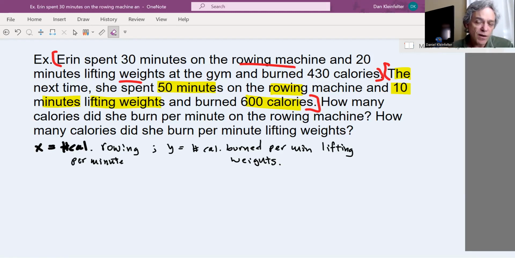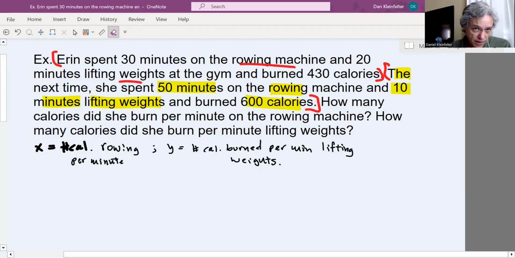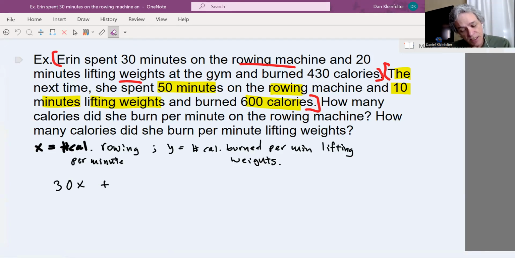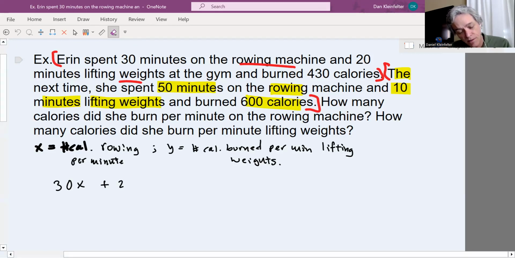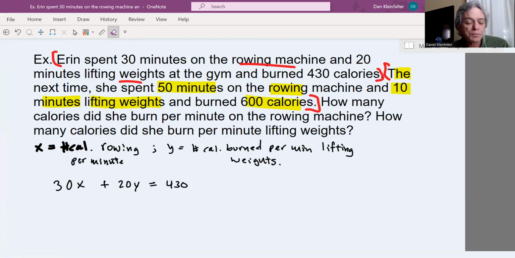Okay, so now we're going to figure out what each of the 2 equations is. So for the first one, she spent 30 minutes on the rowing machine. So the number of calories burned in that time will have to be 30 times X. If she burns X calories per minute rowing and is on the rowing machine for 30 minutes, then it'll be 30X total calories burned. So that's her calories burned rowing. Then in the same visit to the gym, she spent 20 minutes lifting weights. And so the calories burned lifting weights is going to be 20Y. And that totaled 430 calories. Okay, that takes care of our first equation.